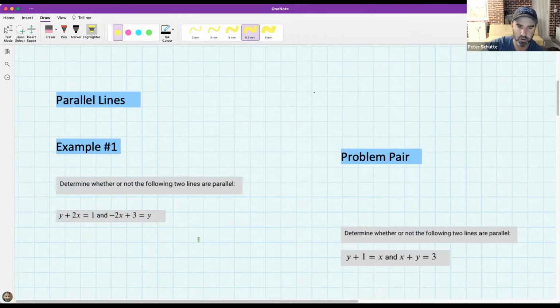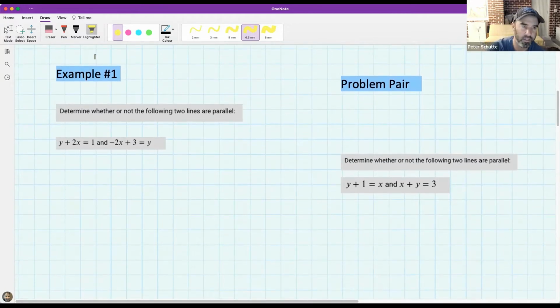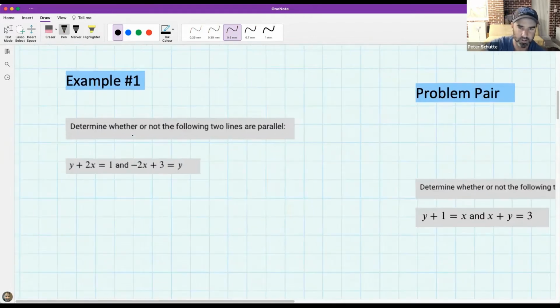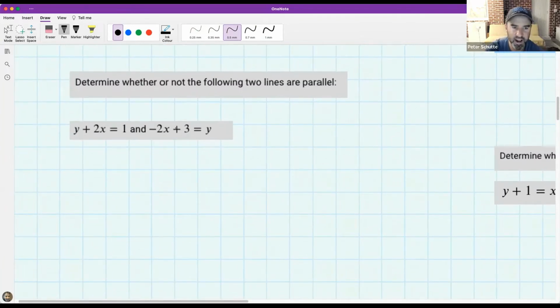So example number 1, I'm going to do the one on the left, and then you guys are going to do the ones on the right. The question says, determine whether or not the following two lines are parallel. So let me zoom in for a second, just to focus on this before I do this one for you. At the moment, if I look at these two straight lines, I do not know what their gradients are, but I do know they're straight lines because they've told me in the question, and I can see they both have x's and y's in them. So what I'm going to do is rearrange both to standard form.